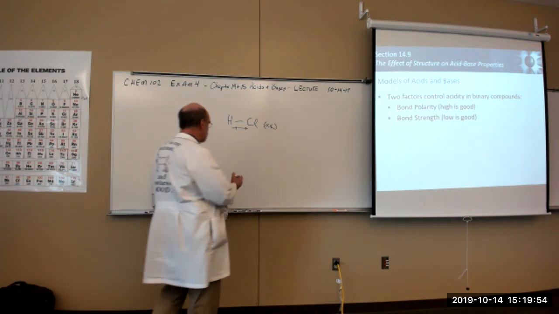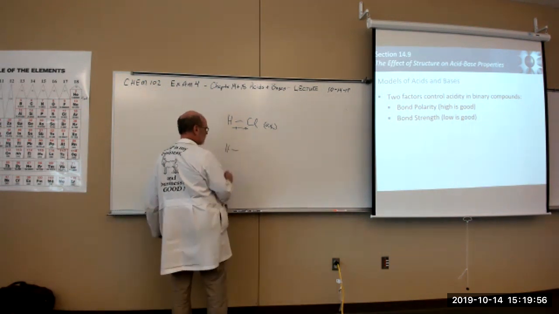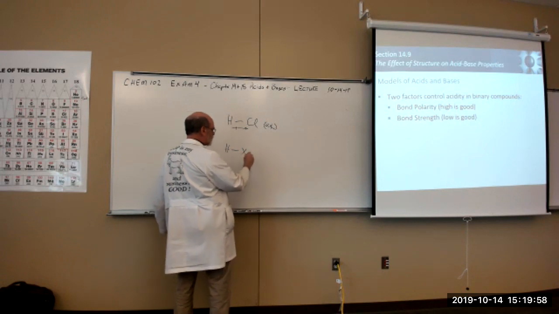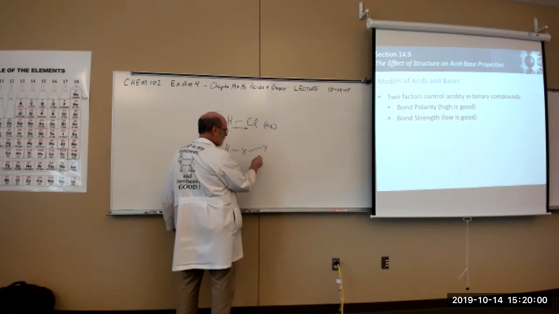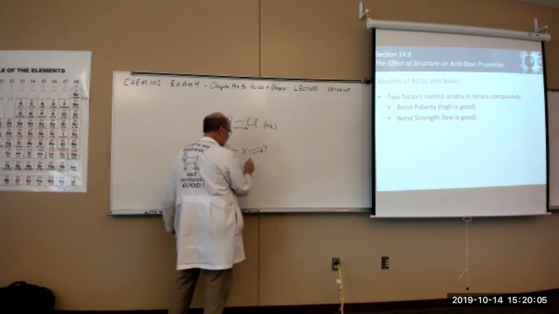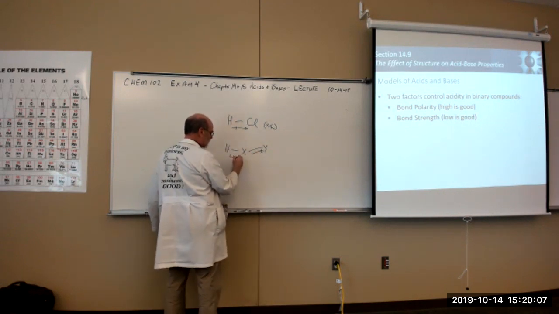And that just means if you have hydrogen attached to something here, and you've got something else over here that is more polar, it pulls electron density that way and weakens this bond.